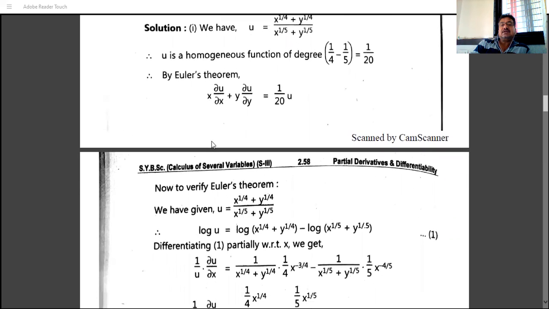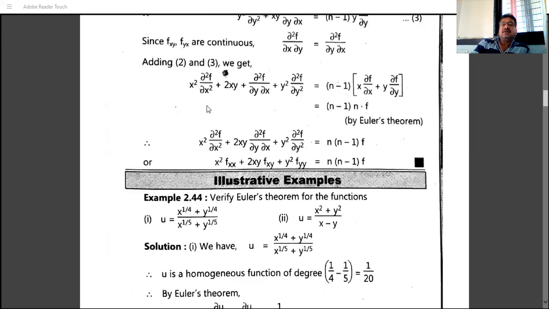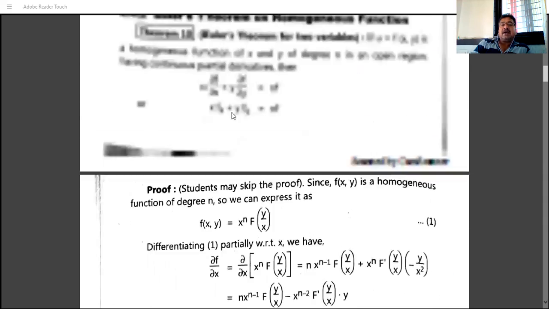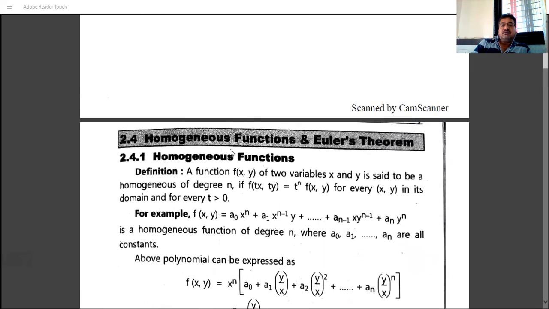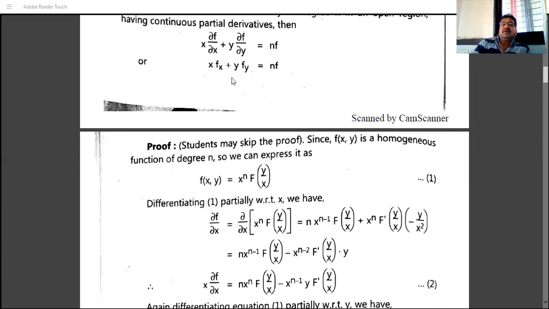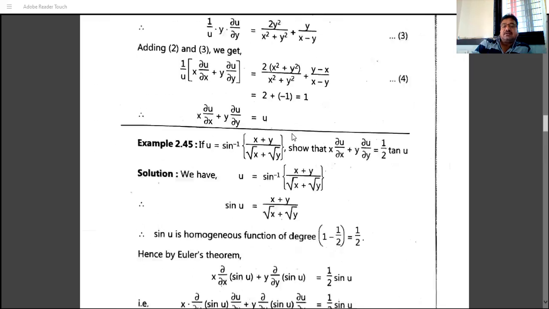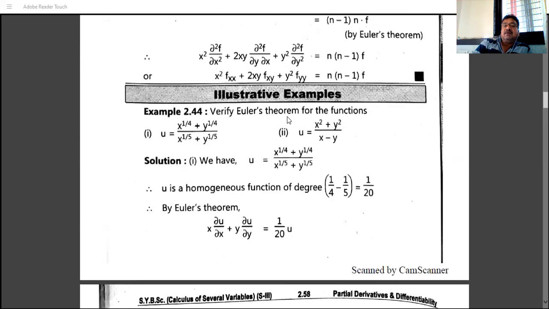And therefore by Euler's theorem, x ∂u/∂x... we also use the notation f. So what is Euler's theorem? x ∂f/∂x plus y ∂f/∂y is nf. In Euler's theorem the function is f or u. If we denote f(x,y) as u, then we have Euler's theorem x ∂u/∂x plus y ∂u/∂y is equal to nu. So what is n? n is the degree of that function.